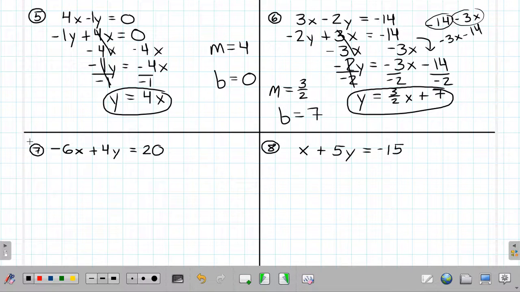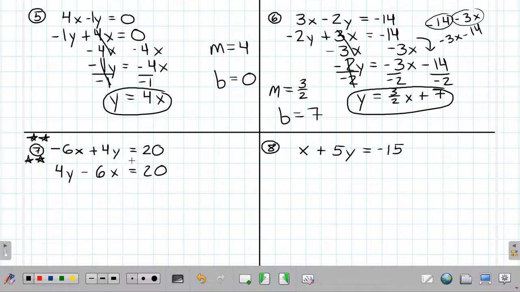Y-intercept is 7. So if we look at number 7, this is one I'm going to put some stars by. That means this is a special one, and you really need to know how to do it, because this one has something that changes a little bit. When we flip around our terms here, we get 4y minus 6x is equal to 20.